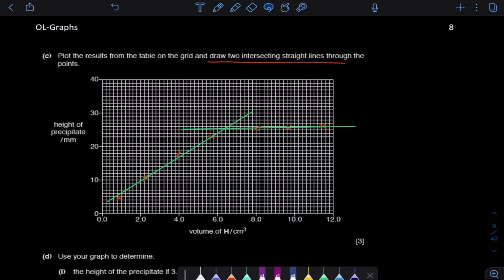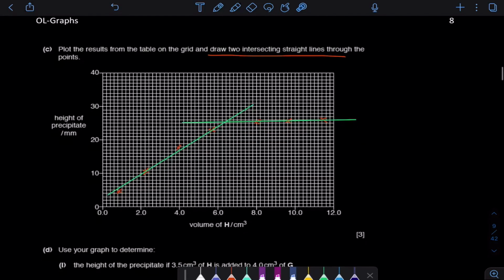And here you can see that this is the amount where the reaction actually completed, which means to get this height, you just need what? 6.4 cm cube of H. Any more than 6.4 is not affecting the output that we get. So it's all in excess.